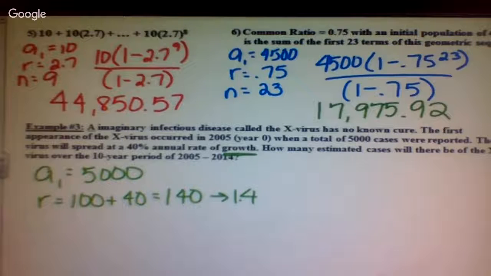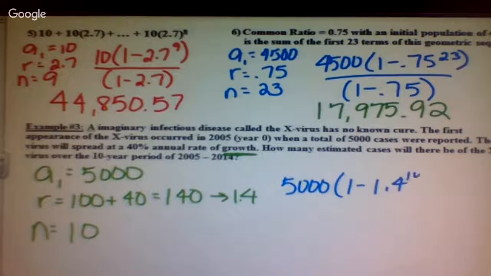So please don't forget that. If they give you an R value that is a percentage, you need to decide, do I add it to 100 because I'm growing, or do I subtract it from 100 because I'm decreasing? You have to keep that in mind. What is my N value here? 10. So we've got 5,000 times 1 minus 1.4 raised to the 10 divided by 1 minus 1.4.